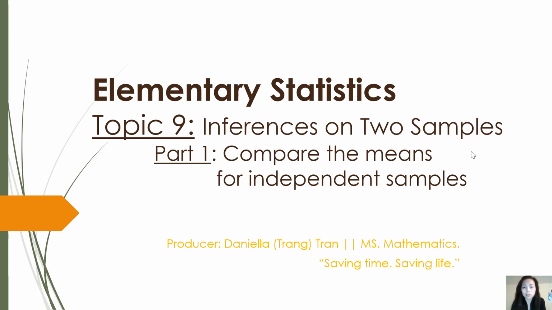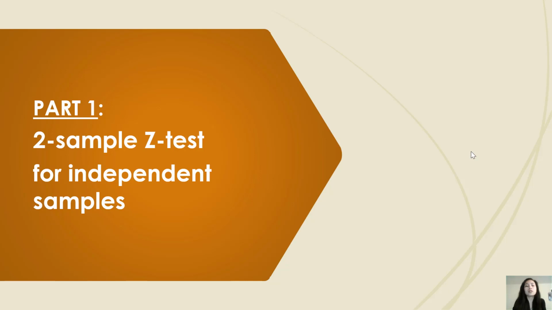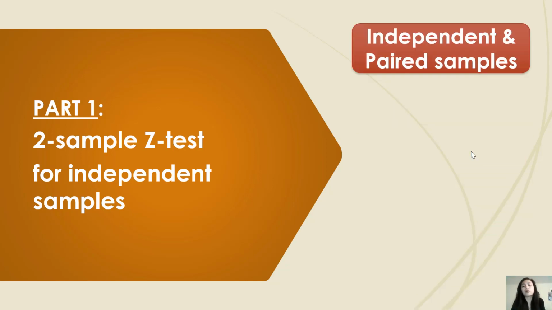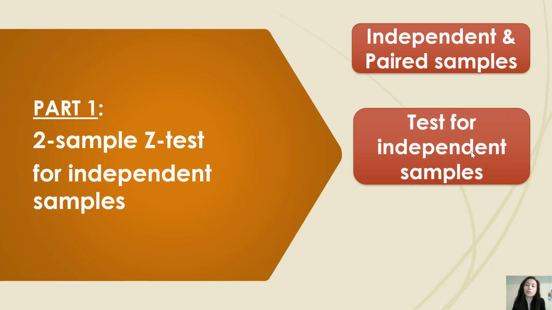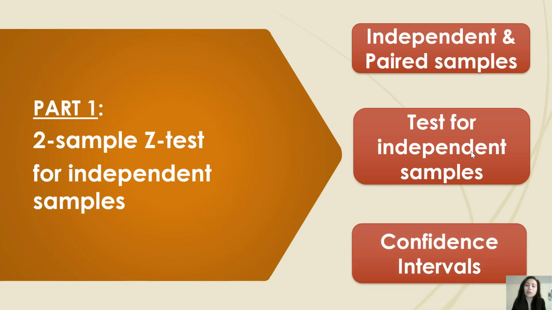Today we will be talking about inferences on two samples. The first part today will be how to compare the means for independent samples. In this part, first of all, I'm going to show you the difference between independent samples and paired samples. And then we will focus on how to make a test for independent samples. In the next video, I'm going to show you how to run a test for paired samples. And finally, I'm going to show you how to do the confidence intervals.